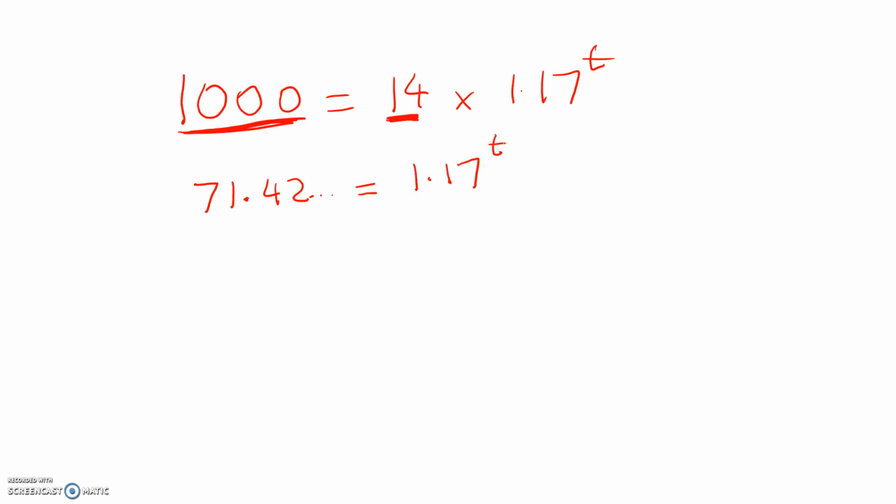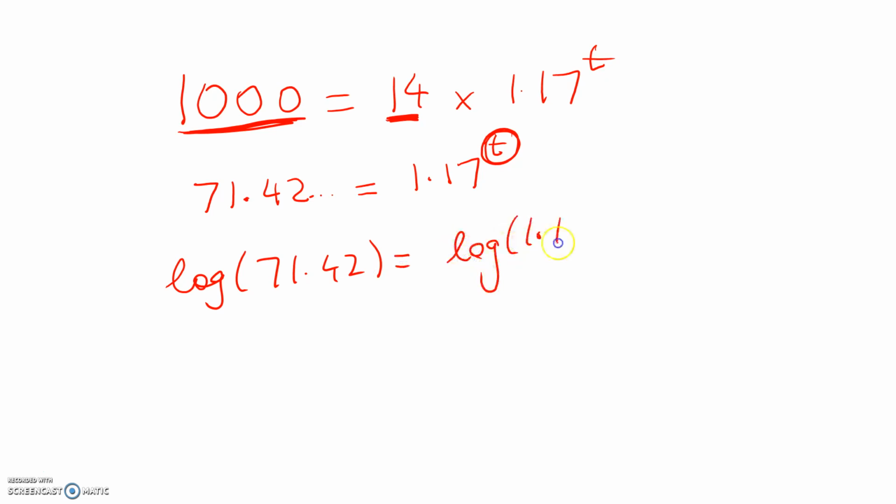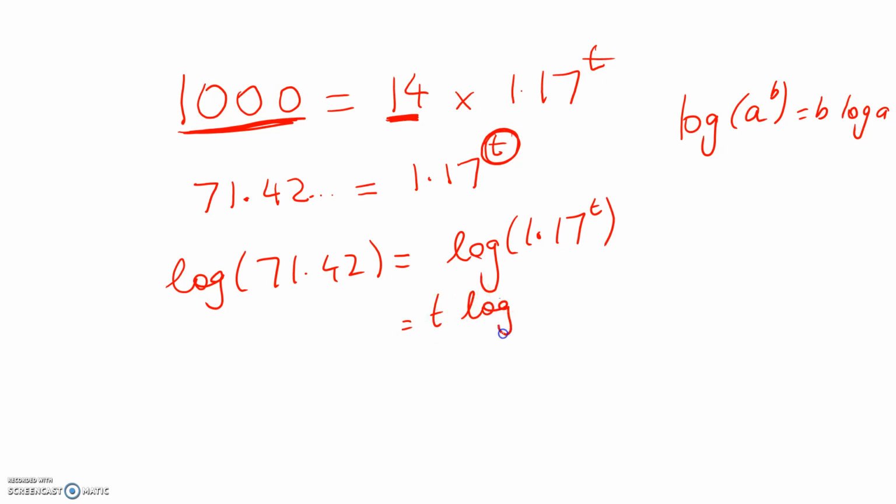Now I'm going to take logs of both sides because I'm trying to figure out t, which is up in the power. So we've got the log of 71.42 is equal to the log of this. Now I'm doing all of the steps here. I'm applying my log rules now. Remember that the log of a to the power of b is equal to b times the log of a. So here, this right-hand side works out to be t log of 1.17.